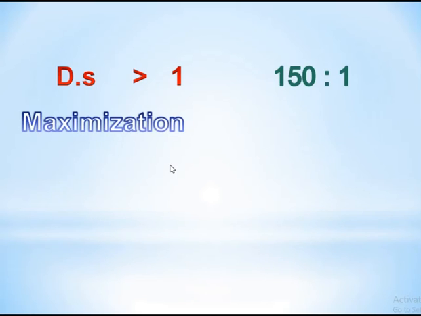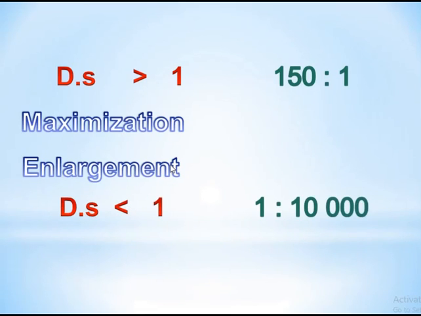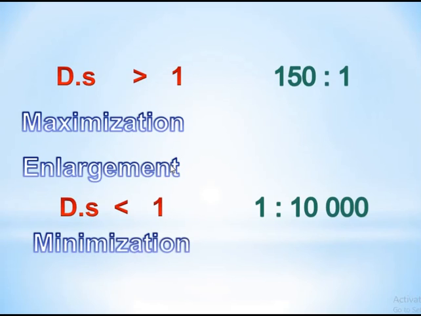If the drawing scale was greater than 1, like 150 to 1, it means we make maximization or enlargement. If the drawing scale was less than 1, like 1 to 10,000, it means we make minimization or reduction. Okay, you must know the difference between them.